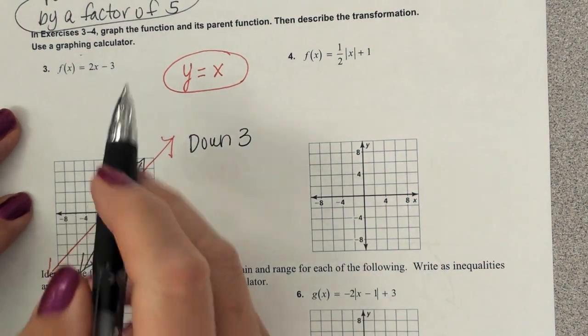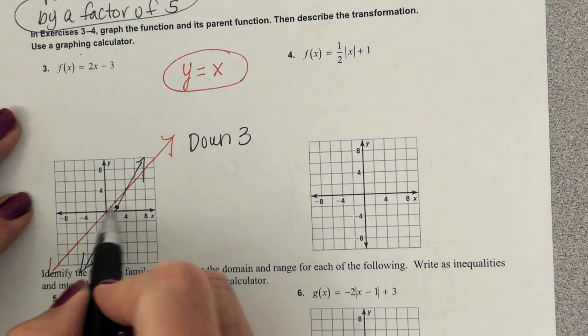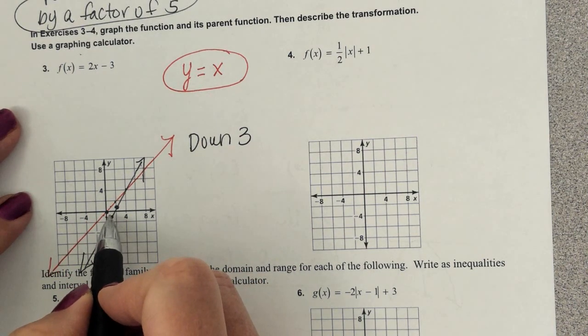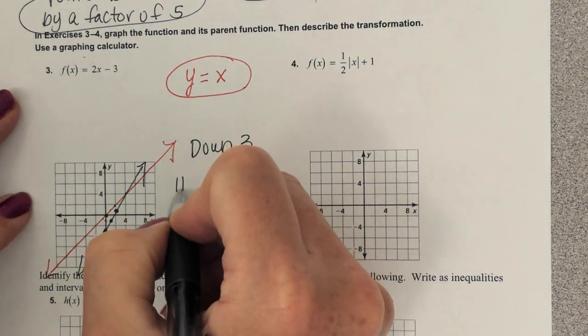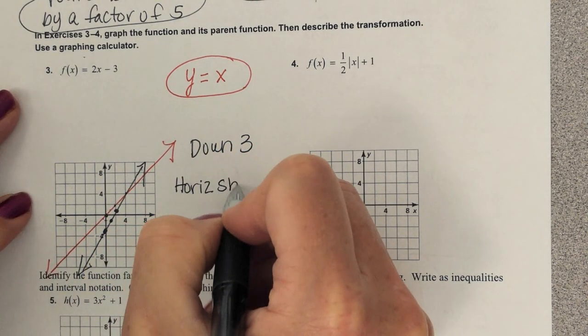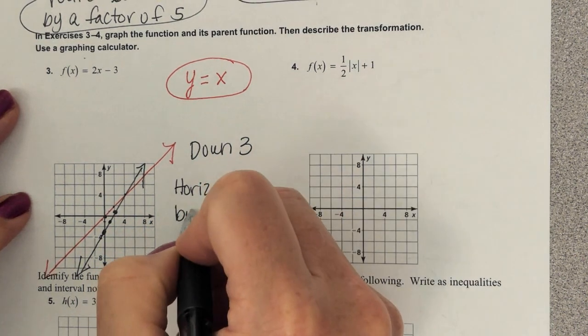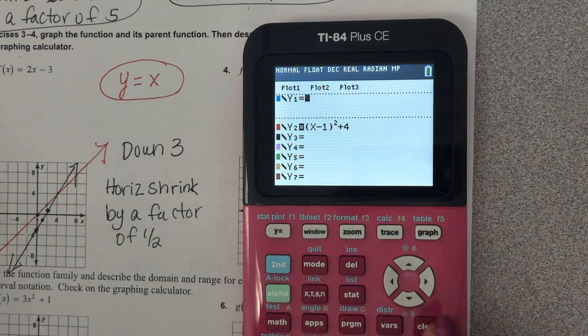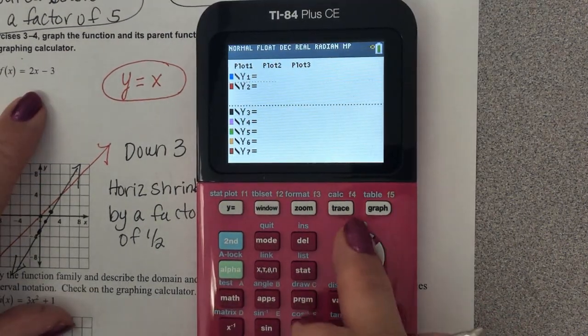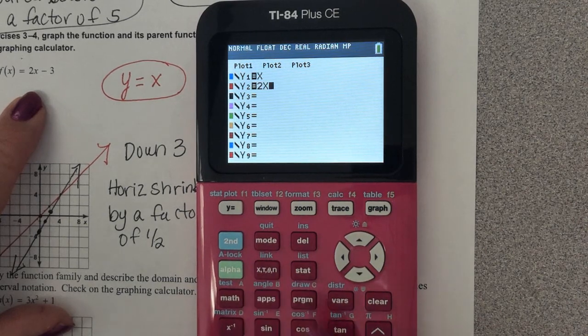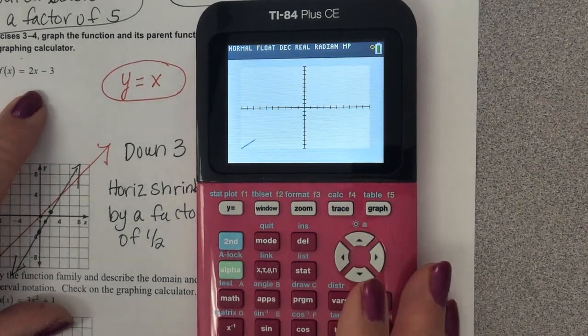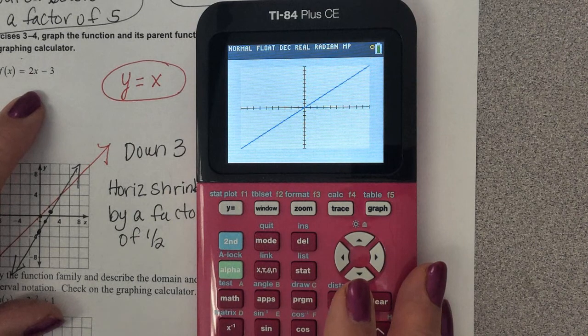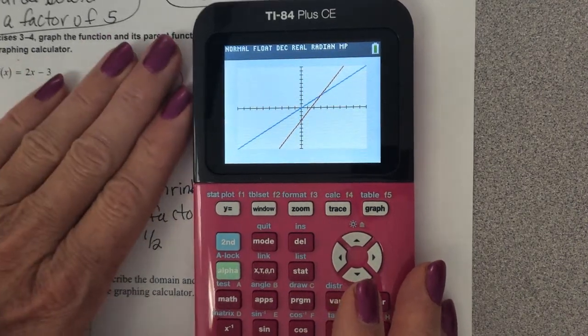Now the next thing is kind of weird. What happened was that slope changed. So I have a slope of 2. But that slope of 2 can also be thought of as a horizontal shrink by a factor of 1/2. Okay, that's weird. Let me show you again on the graphing calculator. Just going to put in my parent function. So here's the original, and here comes the new one.